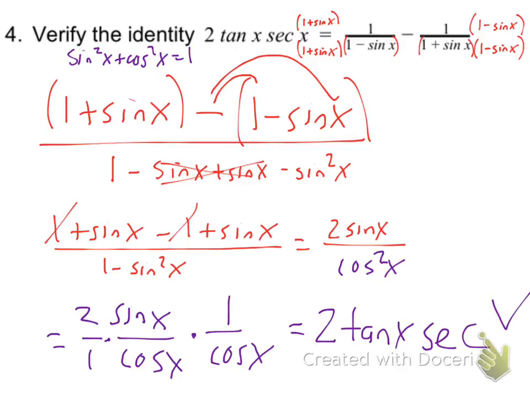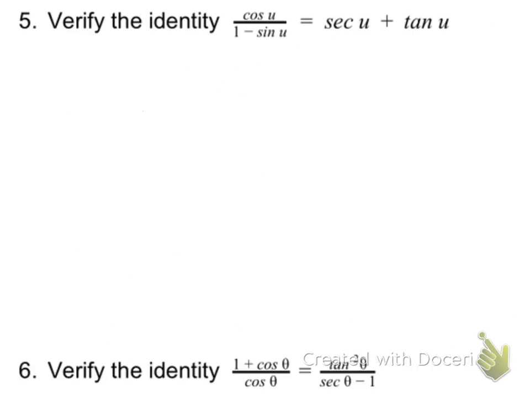Check. That's x. Where did you get the tan? Next one: cosine u over 1 minus sine u is equal to secant u plus tangent u. I'm asking you guys to make this one work. Try this one on your own.